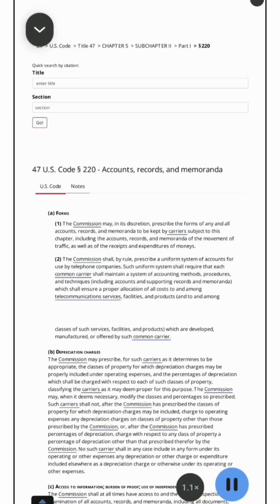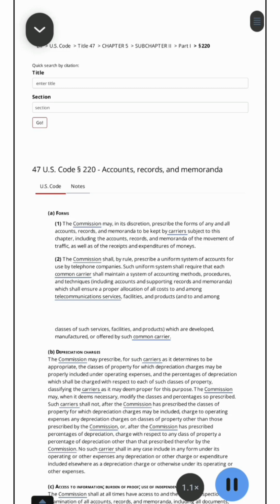LII > U.S. Code > Title 47 > Chapter 5 > Subchapter II > Part I > Section 220. Quick search by citation. Title. Enter title. Section. Go. 47 U.S. Code Section 220 - Accounts, records, and memoranda.